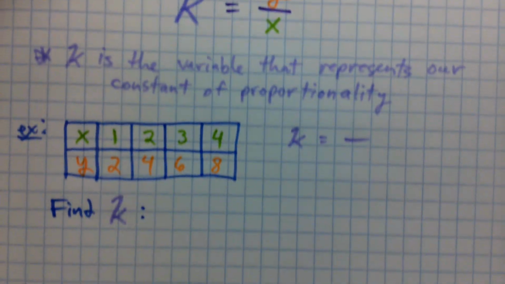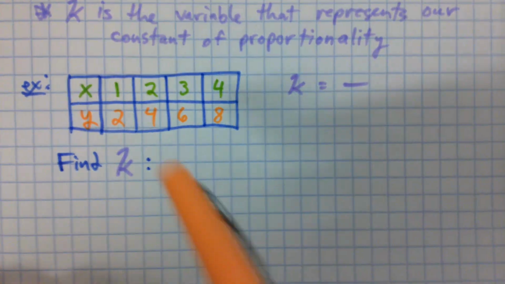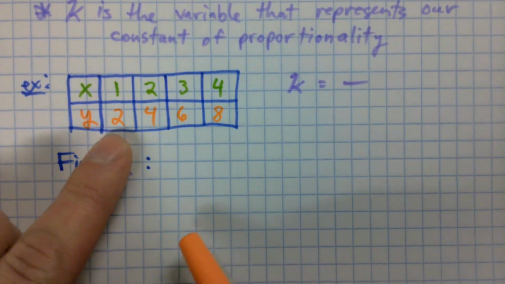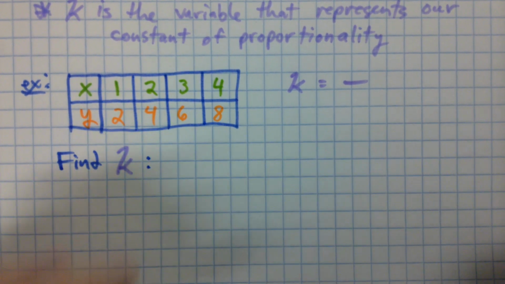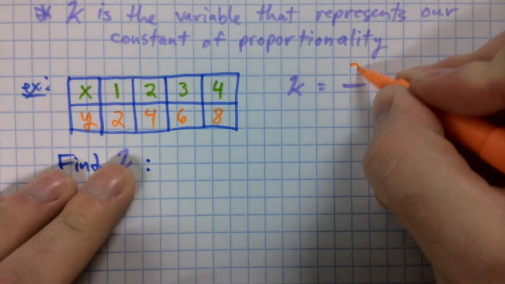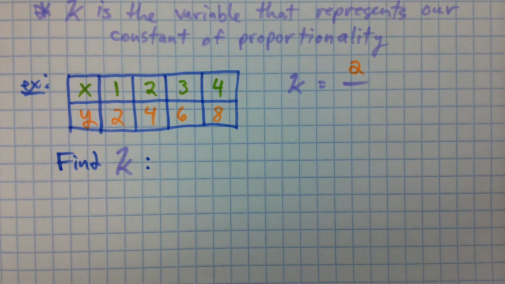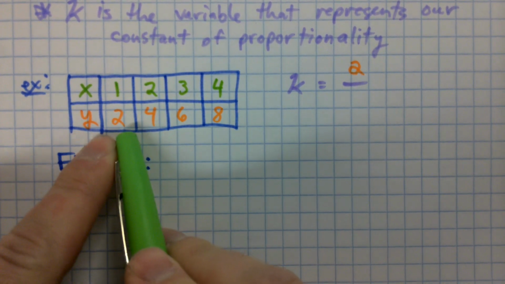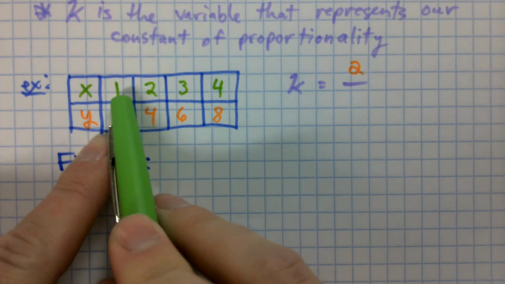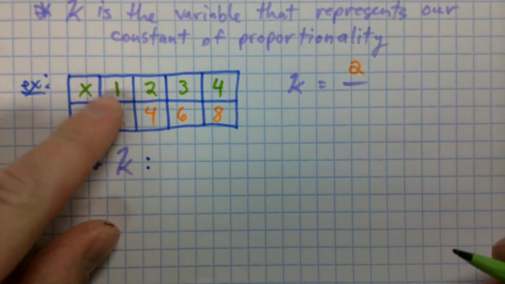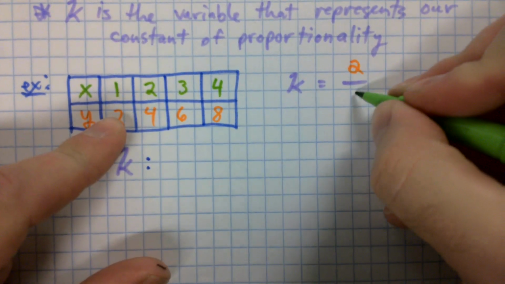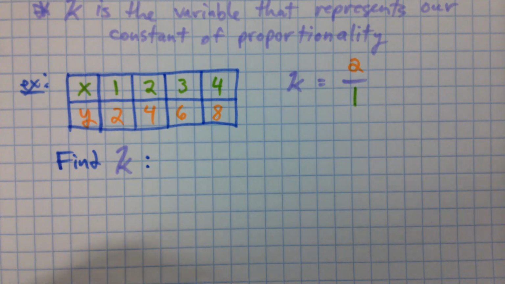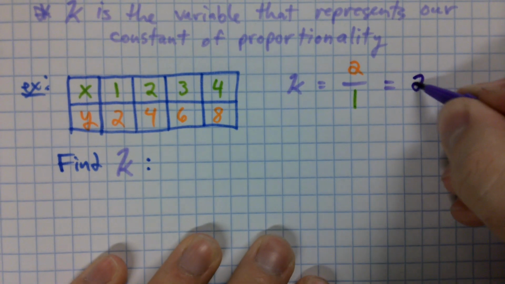So if we want to find k for this table, it's very simple. We take a y value, like 2. That's going to go on top. And then what's that y value's x value that goes along with it? 1, right? 2 and 1 are in the same column. We're going to put 2 over 1. And that gives us what? What is 2 over 1 equal to? Just 2.